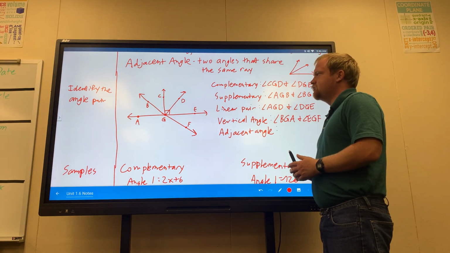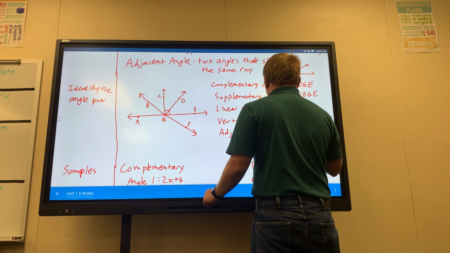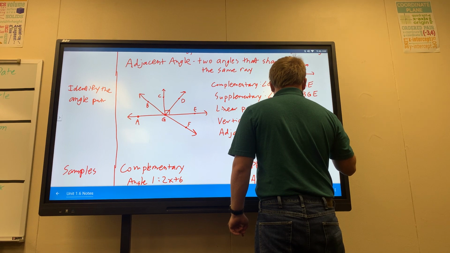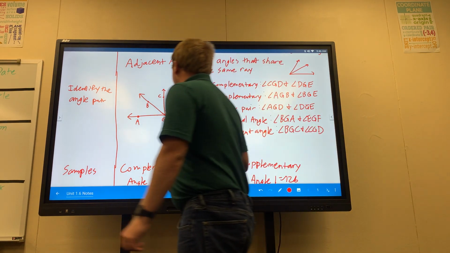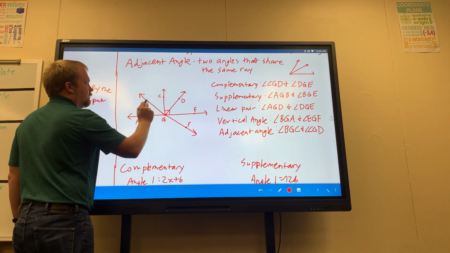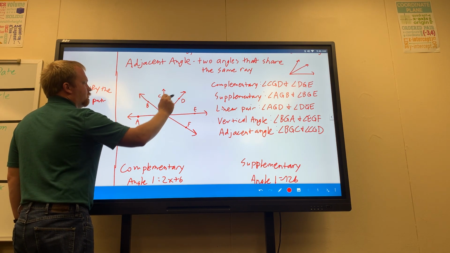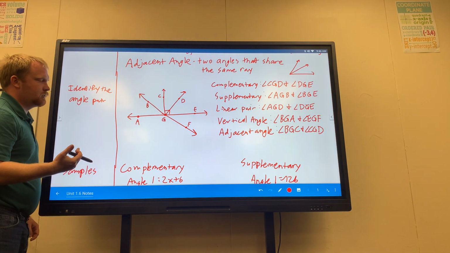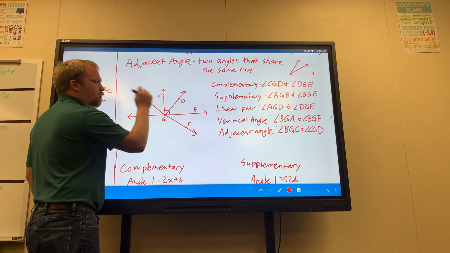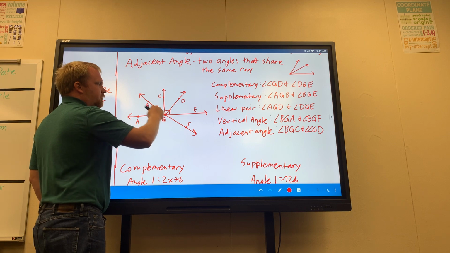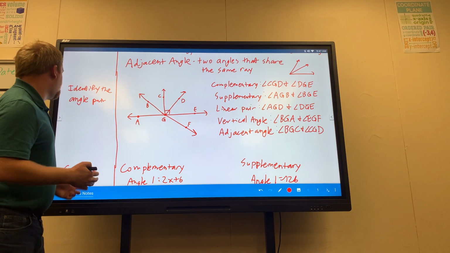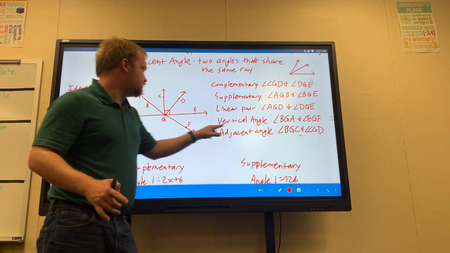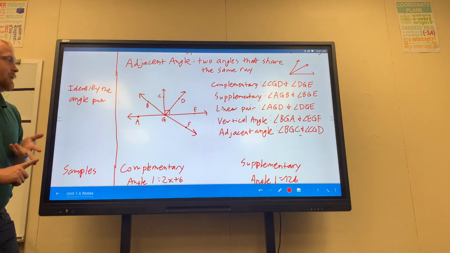Now, one pair of adjacent angles. So look at this. I want to say angle BGC and angle CGD. If I'm looking at these two angles right here, ray GC is what they have in common, okay? So ray GC is the one common ray that they have. Now we can find plenty of other adjacent angles, but I just want to label these two for right now, especially something that is not complementary nor supplementary, okay?